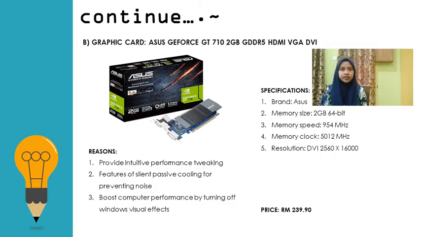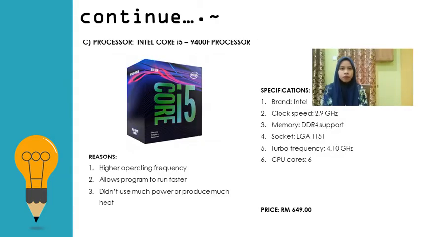For the specification, the brand is Asus. The memory size is 2 GB 64-bit. The memory speed is 954 MHz. The memory clock is 7012 MHz. And lastly, the resolution for the graphic card is 2560 times 1600. Now Nawal can purchase this graphic card for RM240.